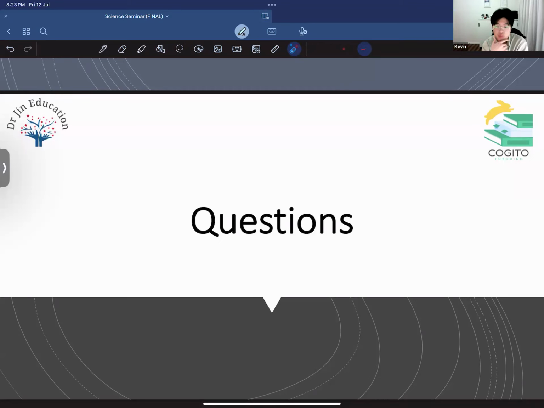Can we make up a report? Yes, you can, but it gets quite difficult if you make up the report, because you have to find the relevant websites, textbooks and whatnot.